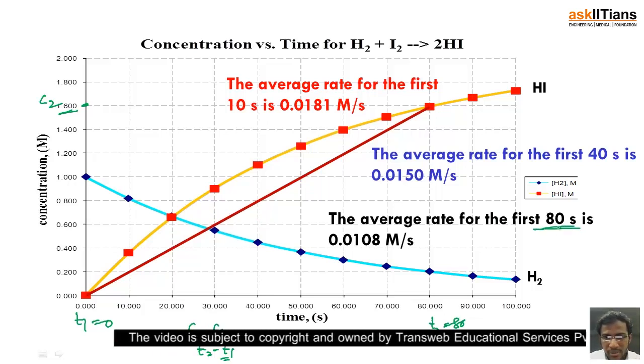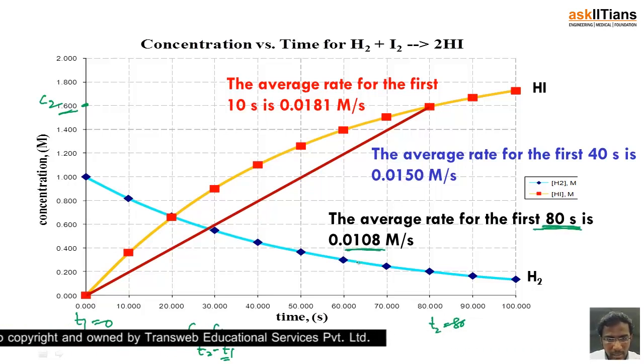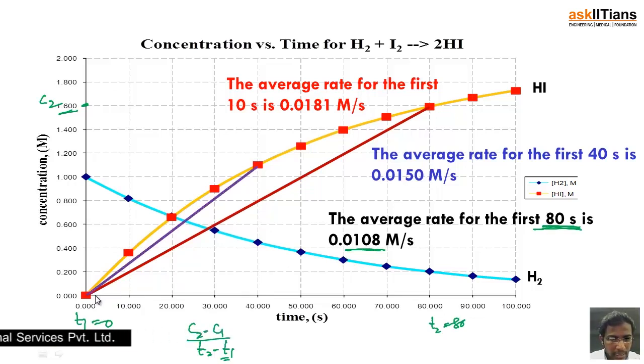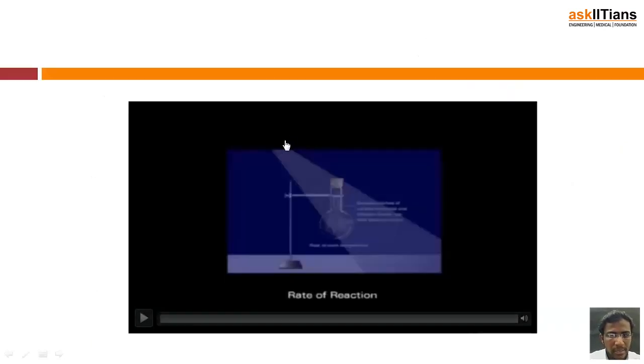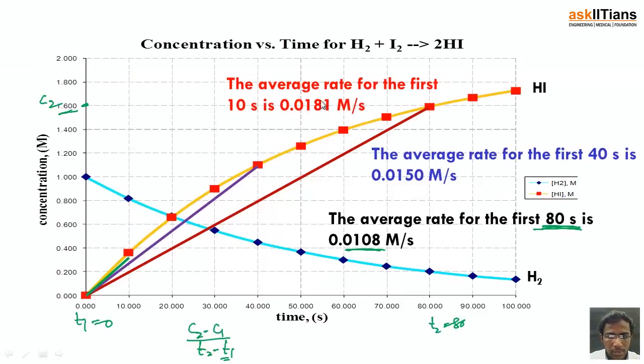So for the first 80 seconds, this is the average rate, and similarly, if you calculate it for the first 40 seconds, the average rate is this much, and you can calculate even for 10 seconds also. So in this way, average rate can be calculated over any time interval delta T, and during the reaction, the concentration of the reactants decreases and the concentration of products increases. To view this, let's take a video demonstration.